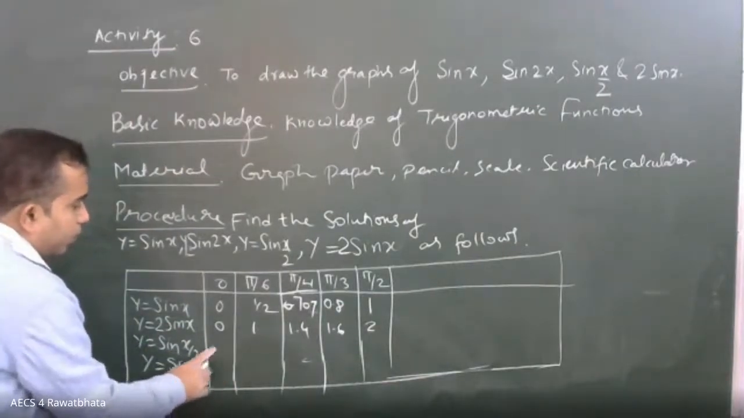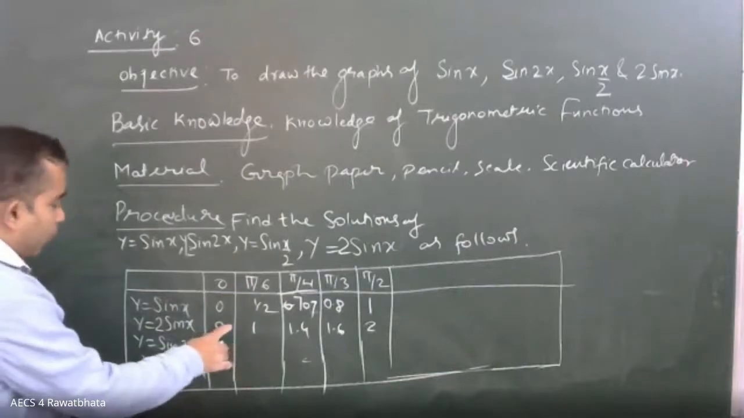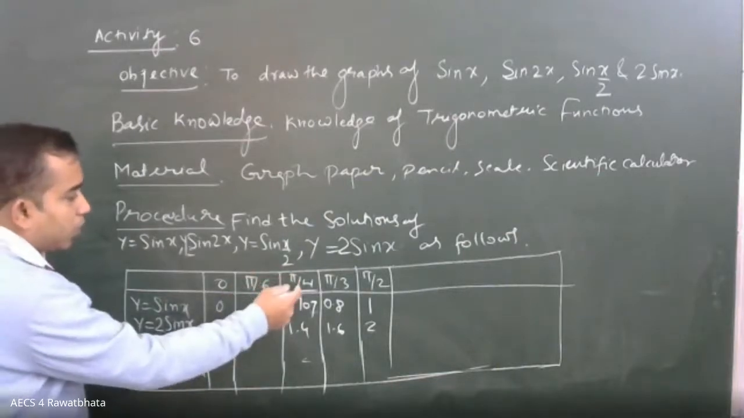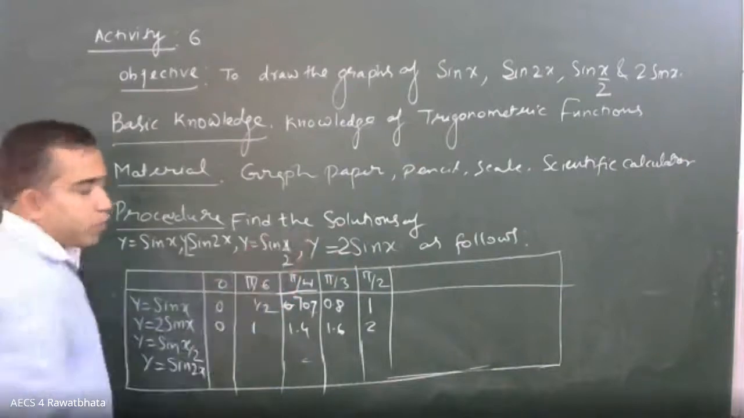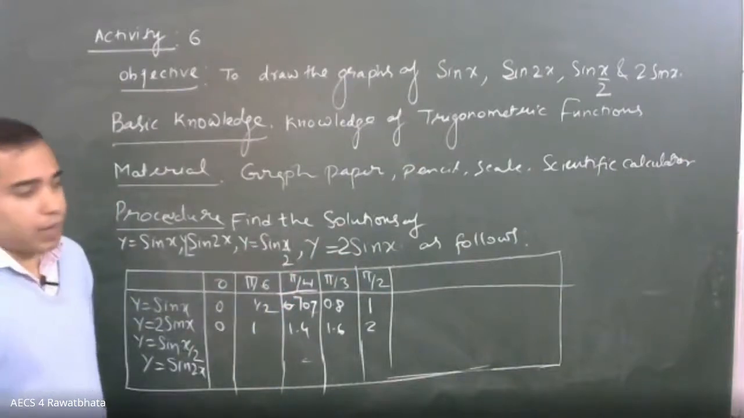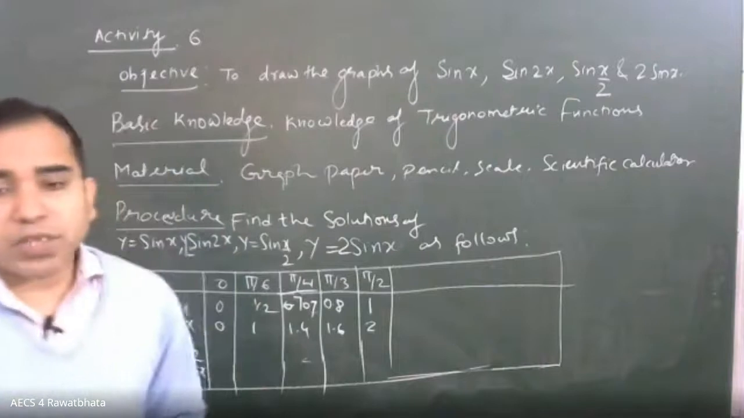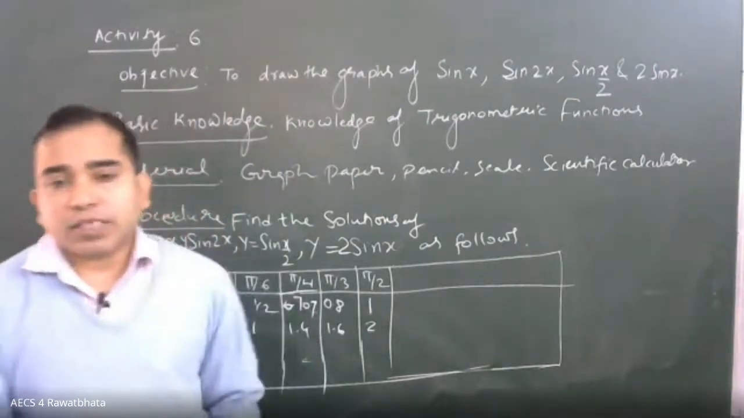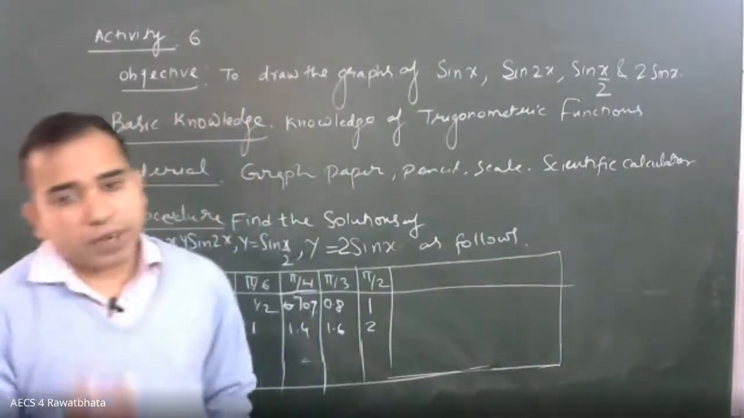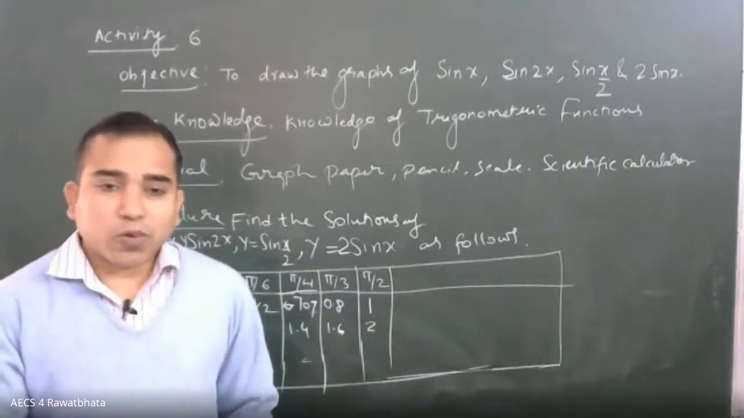And pi upon 12 or pi upon 8 or further more points, if you find, you may need a scientific calculator. If you need, there some sine function is there, and whichever angle sine value you want to find, you can find out. If you don't have, you can use Google search.